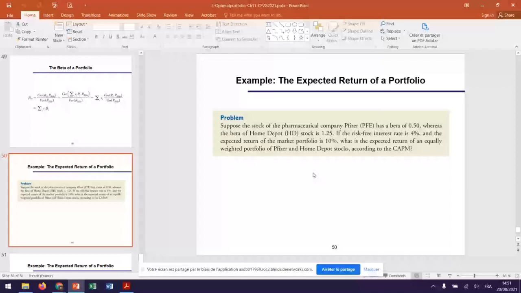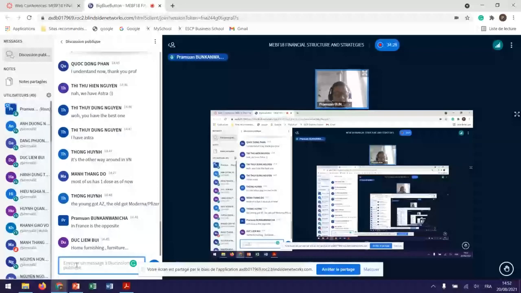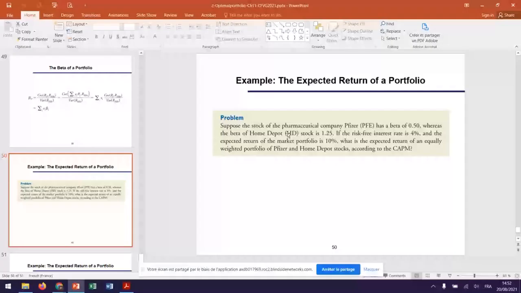Whereas Home Depot, everybody knows Home Depot, what business do they do? In which sector are they operating? Home Depot is a US stock. Home furniture, we call it retail, right? Its beta is 1.25. As you can see, the market risk of a retail company should be bigger than that of a pharmaceutical company, right?